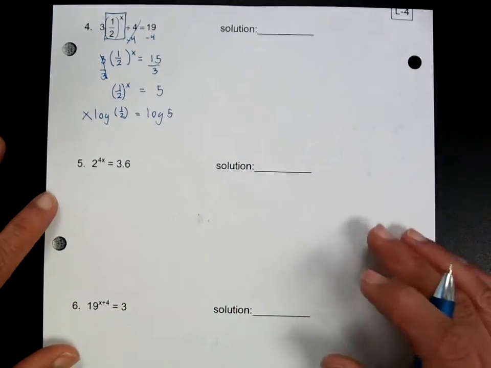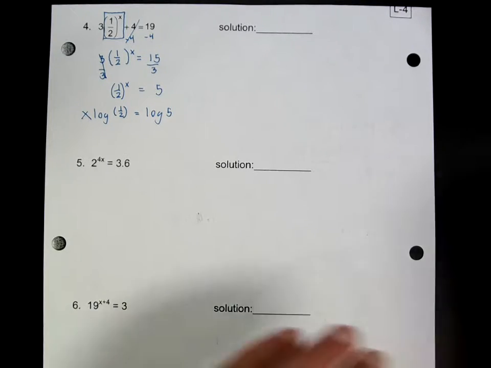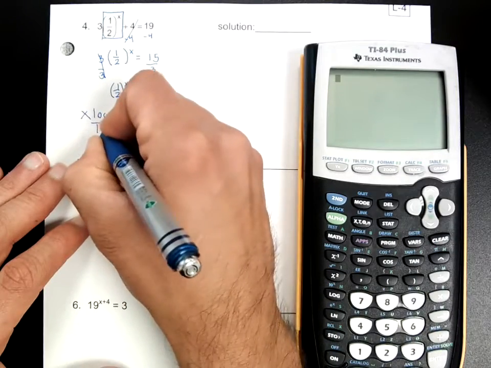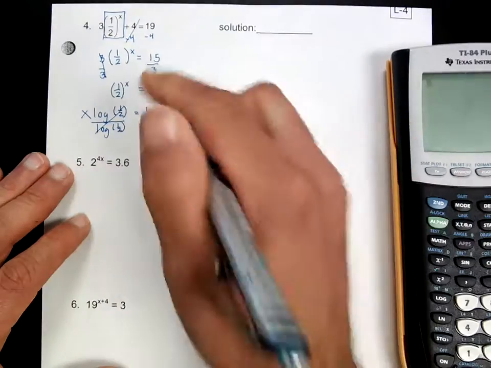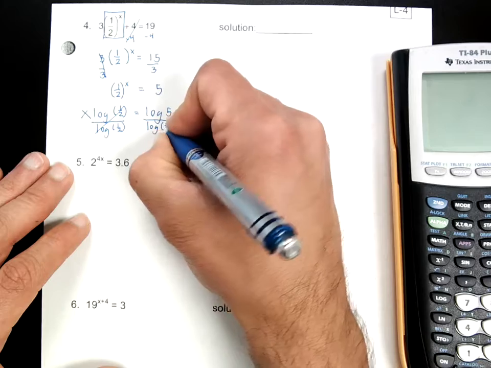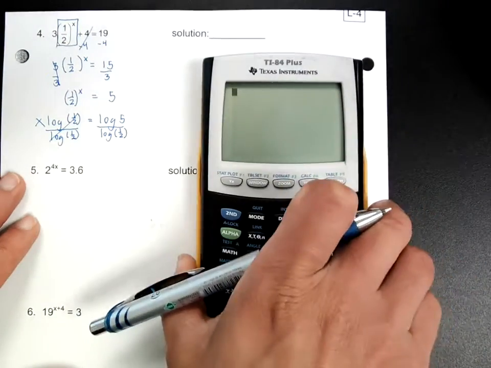And then you divide. By the way, does everybody see where the log key was? I'll show you here in a minute. Anyway, I'm going to divide both sides by log of 1/2. That cancels. And I'm just going to do that on my calculator.